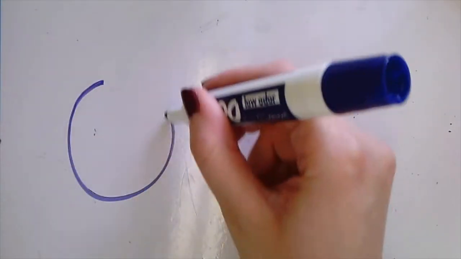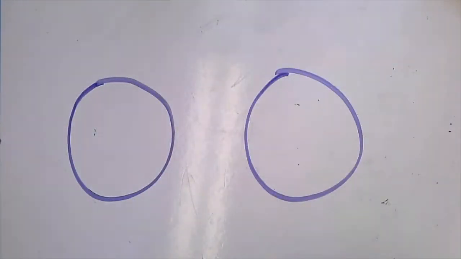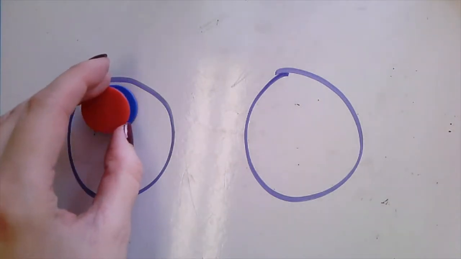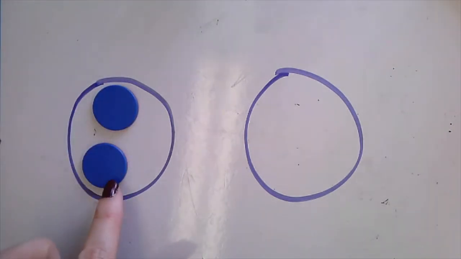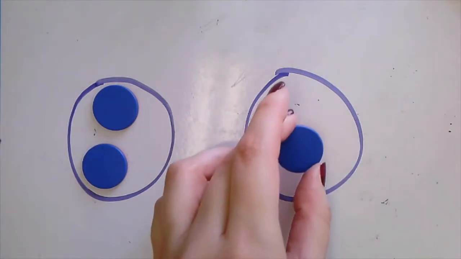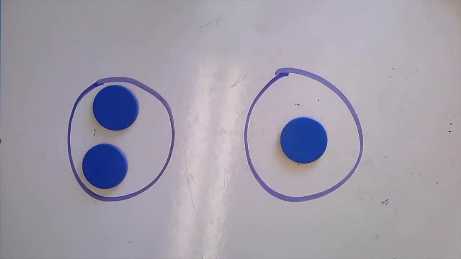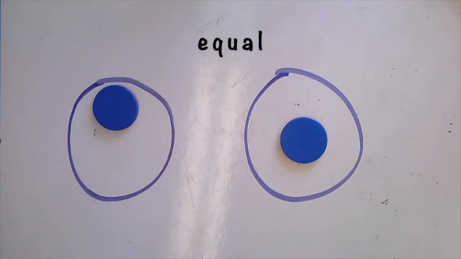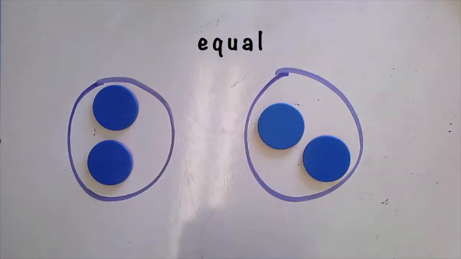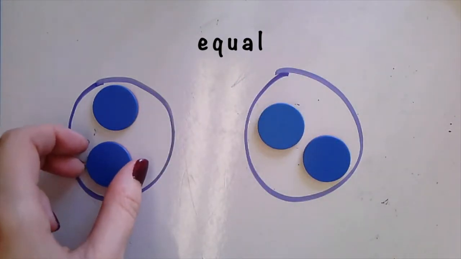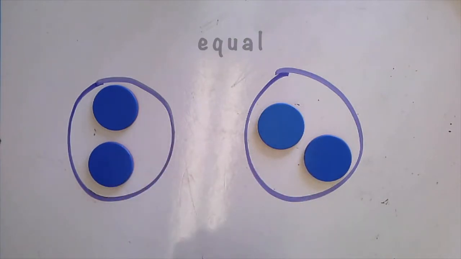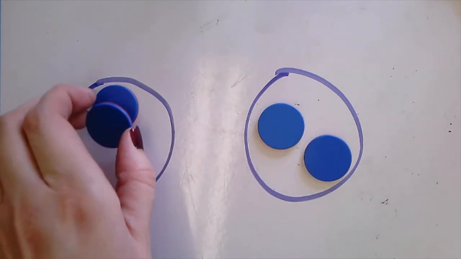So for equal, I have a question for you. I have 2 groups here. I have 1 group, I have 2 groups. In this group, I have 2 counters. In this group, I have 1 counter. Are they equal? No, they are not. They need to have the same amount. So I can either take away 1 and now they're the same, or I can put that back and I have another counter right there. So now they are equal groups. If you know what equal groups are, you are ready for multiplication.